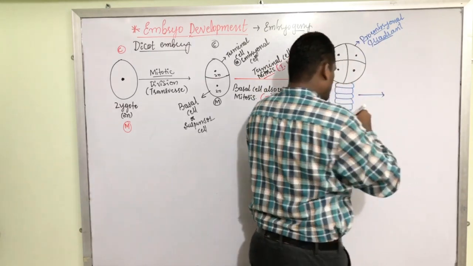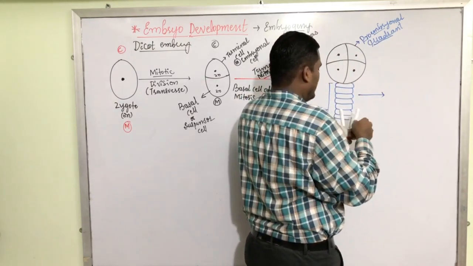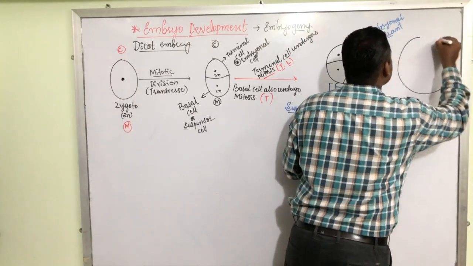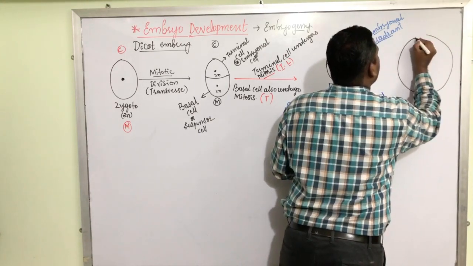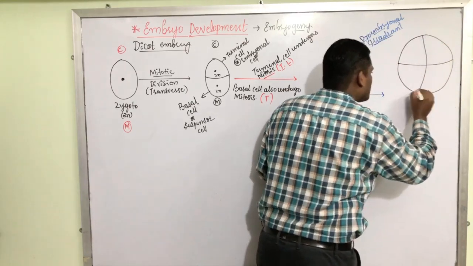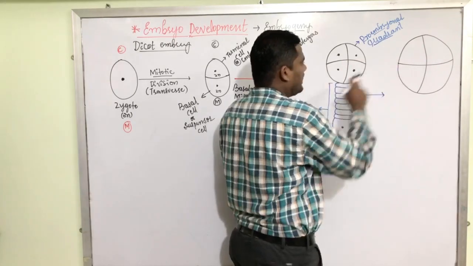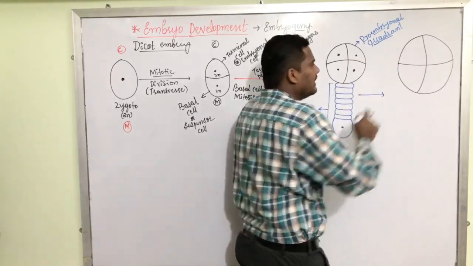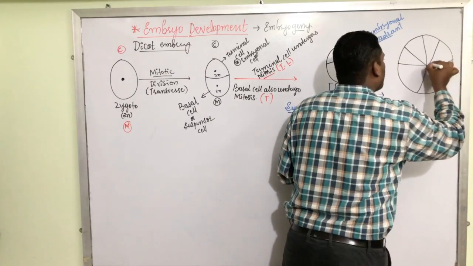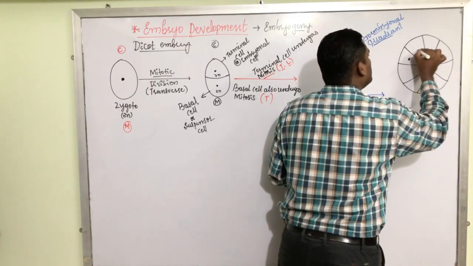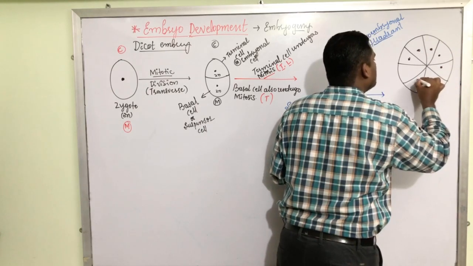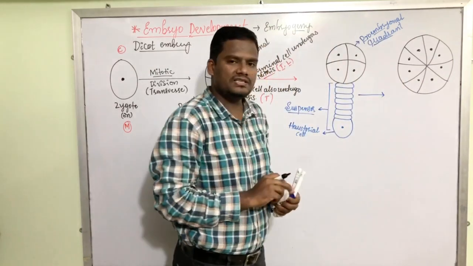gives rise to 8 cells. From 4 cells, we'll get the 8 cells. Let us draw the 4 cells first. They are the 4 cells that we have. It is a pro-embryonal quadrant. Then we'll have the 8 cells formed. 1, 2, 3, 4, 5, 6, 7 and 8. 8 cells are formed.